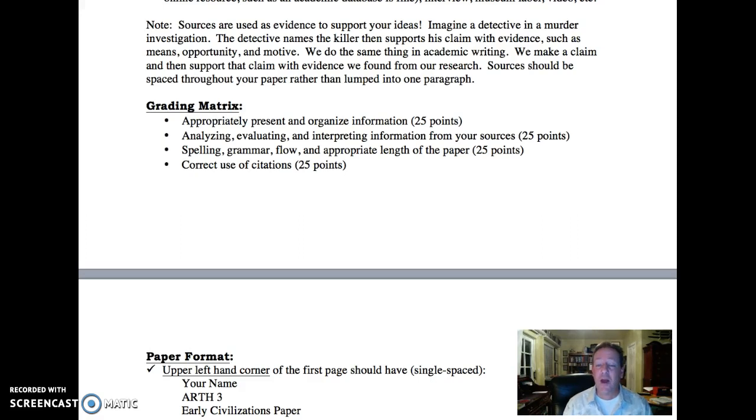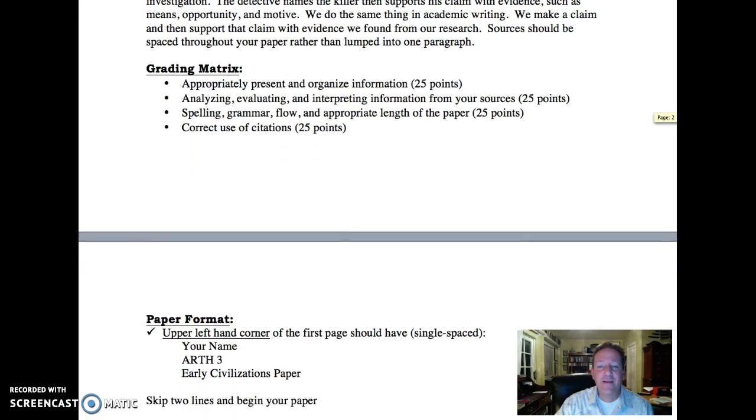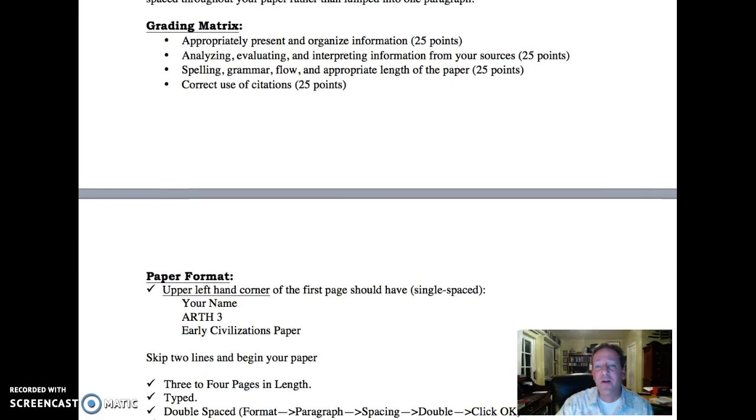Sources should be spaced throughout your paper. There's nothing worse than having all the sources in one paragraph. Not only is it bad writing form, it also loses the voice that you have when you're writing a research paper. The grading rubric that I have is pretty evenly spaced, around 25 points for each section. So we're looking for appropriately presenting and organizing the information, analyzing, evaluating, interpreting information, spelling, grammar, flow, and appropriate length, 25 points also, and the correct use of citations. And I'll have a separate video on citations for you.